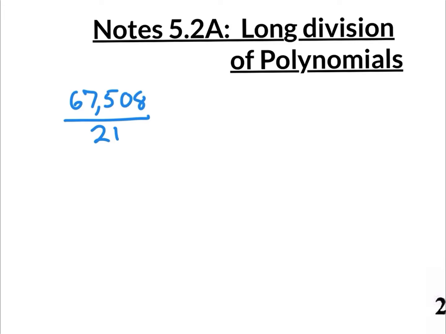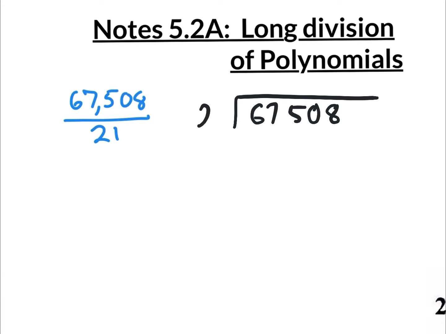So today, we're going to do long division of polynomials, and we're going to time travel back to the 5th grade and do some long division. So we have this fraction right here, 67,508 divided by 21. We should all know that you put the 67,508 inside of the division box and the 21 on the outside of the division box.